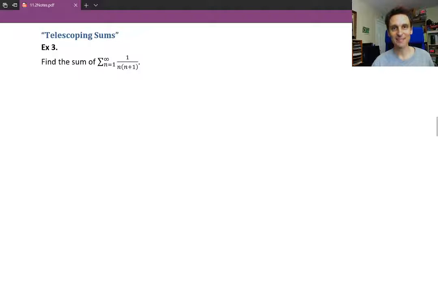And welcome back. Example 3 says find the sum of 1 over n times n plus 1. The first thing to note is that this is not geometric. Not a geometric series. It's not geometric, but we're going to be able to figure out what the series evaluates to in a little bit.